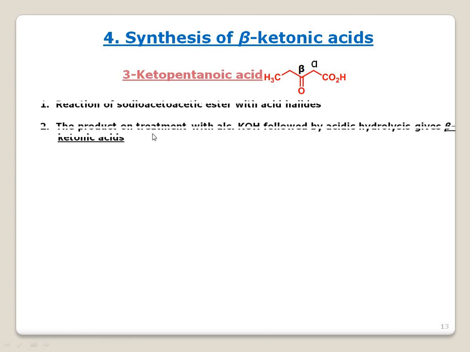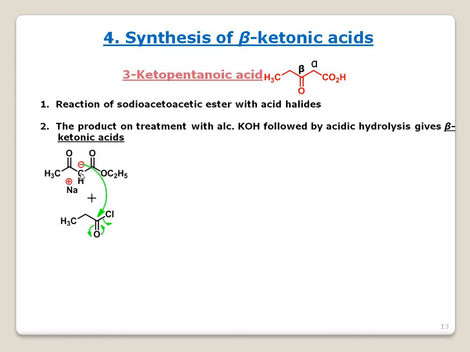Okay, how is this done? So the reaction of sodium acetoacetic ester with acid halides is happening. So see, this is our sodium acetoacetic ester. It is treated with acid halide. This will be attacking the carbonyl carbon. O- will be forming. O- will come back. The halide will be eliminated. You will be getting this CO group attached over here. See, CO, CH2, CH3. CO, CH2, CH3.